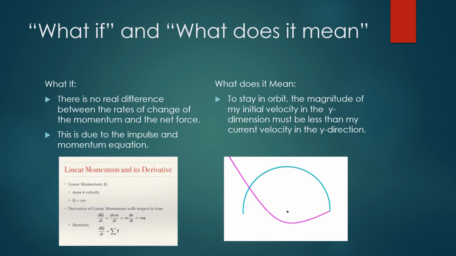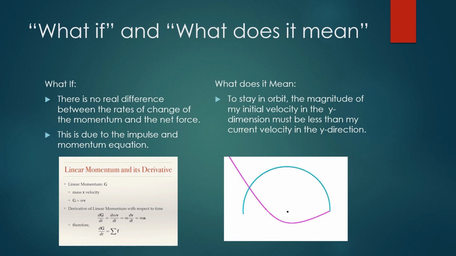For the what-if question, there is no difference between the rate of change of the momentum and the net force. Net force is found by dividing change in momentum over change in time. By splitting the net force into its parallel and perpendicular components, I split the change in momentum over change in time into its perpendicular and parallel components. In all, they're the same thing.